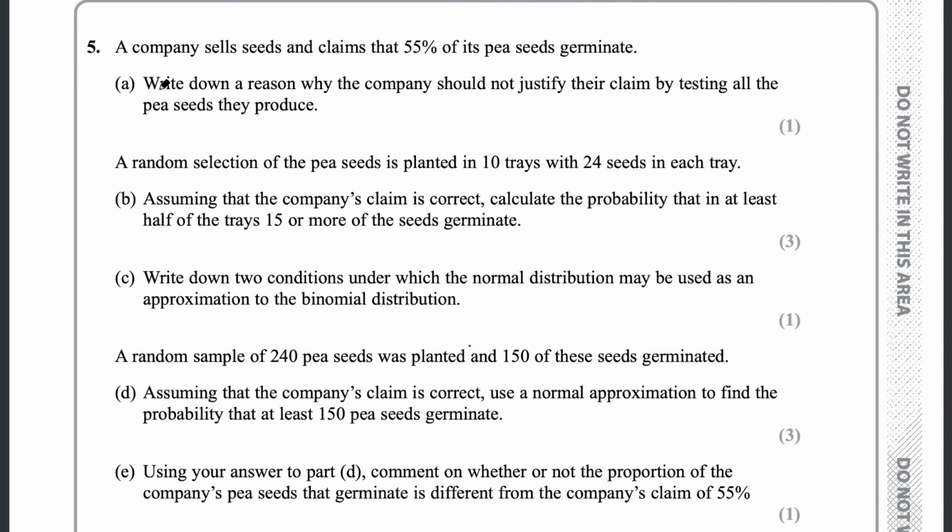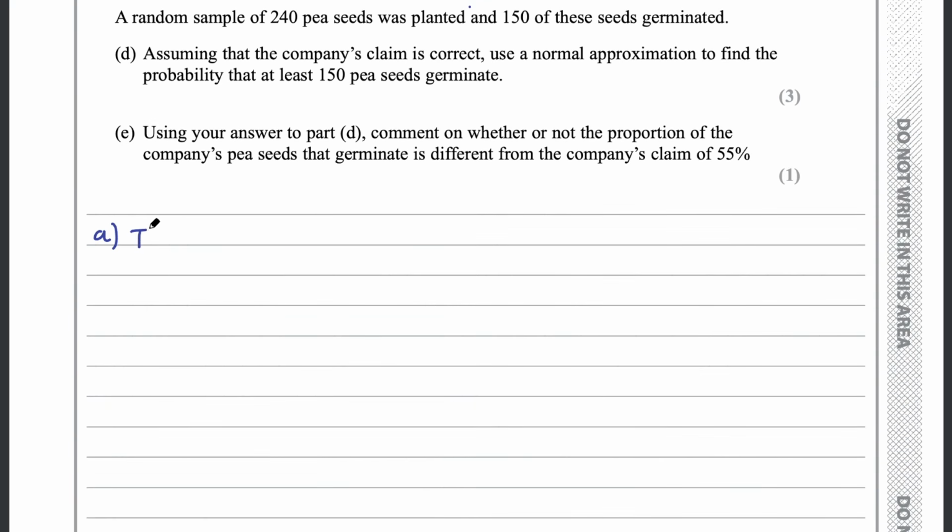Question 5 says a company sells seeds and claims that 55% of its pea seeds germinate. Part A asks, write down a reason why the company should not justify that claim by testing all the pea seeds they produce. Well, if they tested all of the pea seeds, they would destroy them all in the process of testing them. They'd have nothing to sell, and therefore they wouldn't have a business. Hopefully fairly straightforward reasoning there for part A. They would have nothing to sell.